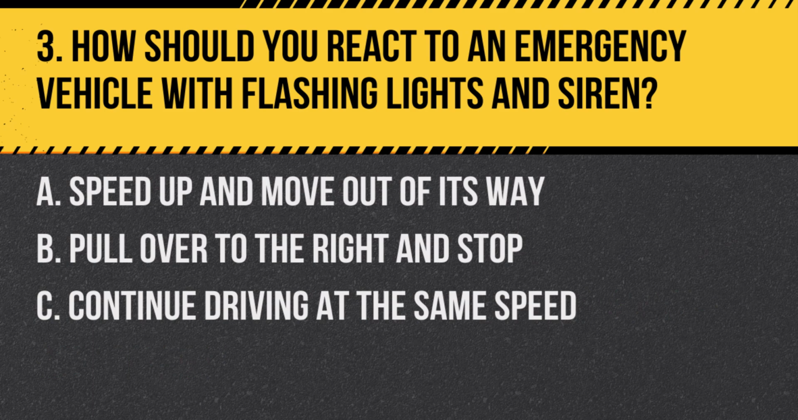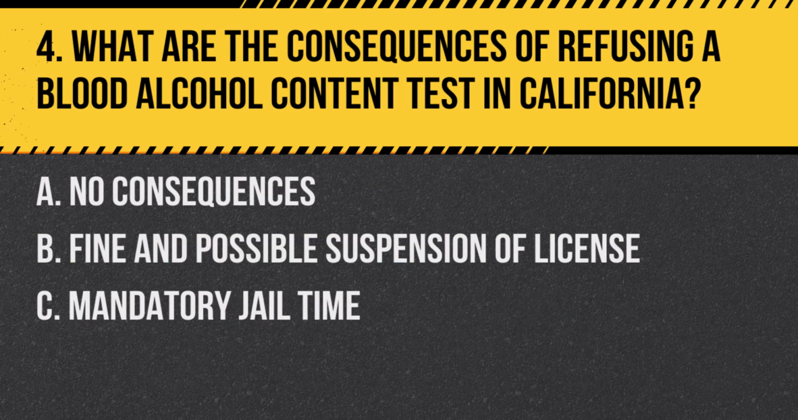Question 3. How should you react to an emergency vehicle with flashing lights and siren? A. Speed up and move out of its way. B. Pull over to the right and stop. C. Continue driving at the same speed. Answer: B. Pull over to the right and stop. You should pull over to the right and stop to allow an emergency vehicle with flashing lights and siren to pass safely.